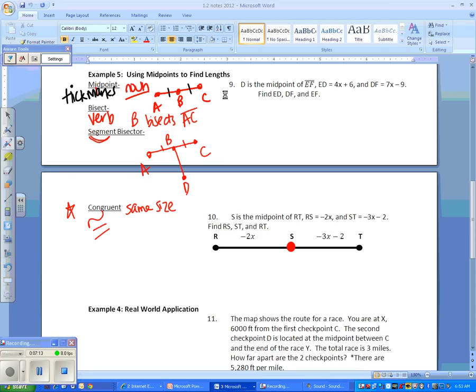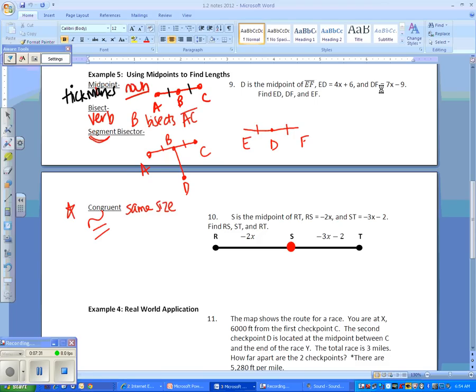Okay, so 9's the last one we're going to do. It says D is the midpoint of EF. So we don't have a picture. We're going to draw that picture. So we have line segment EF, and it says D is the midpoint. So that means D has to be in the middle. And you can't just draw it like this. This does not tell me that D is in the middle. You have to put those tick marks.